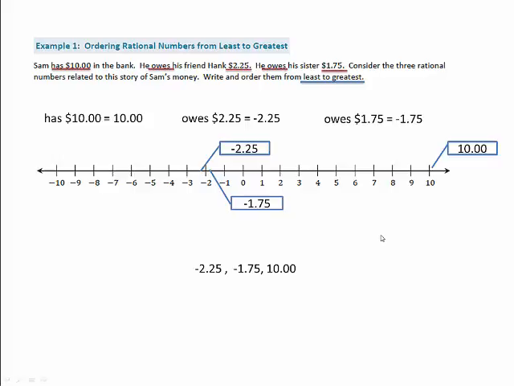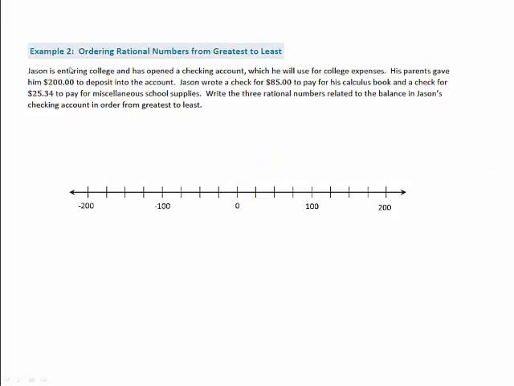Now let's do it with some slightly larger numbers. In example 2, Jason is entering college and has opened a checking account, which he will use for college expenses. Now, in this problem, we're going to write numbers related to the balance in Jason's checking account. So that's how much money he has in his checking account. At the beginning, his parents give him $200 to deposit into the account. If we're going to deposit money into a checking account, that's going to be positive.